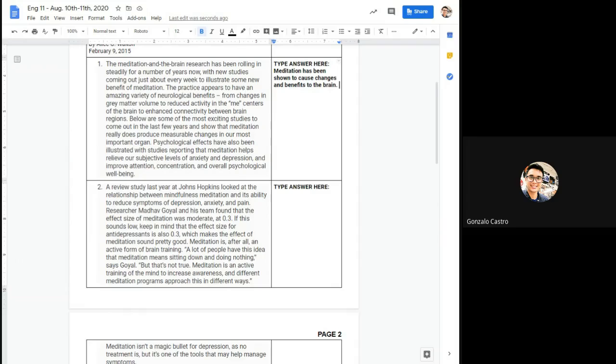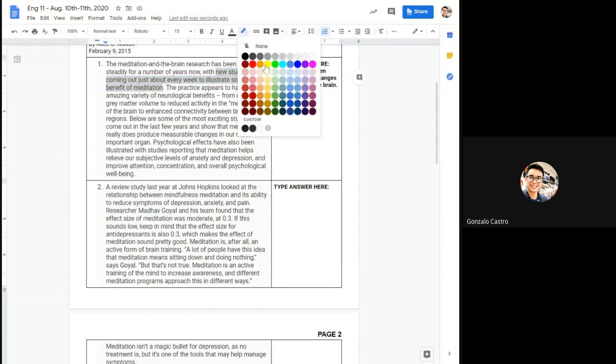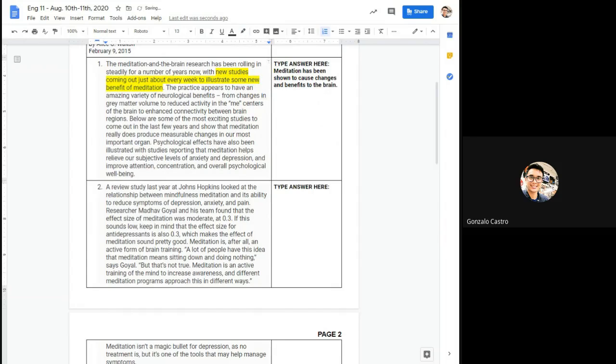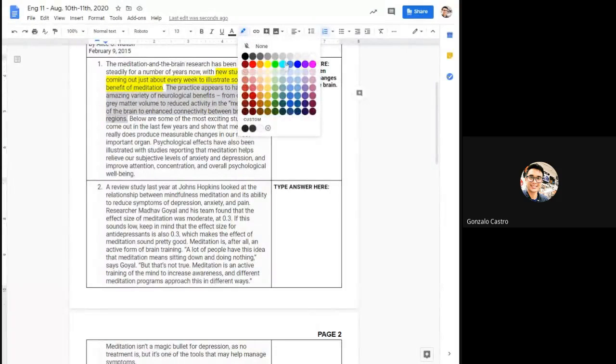So looking at paragraph 1, one key concept is that new studies are constantly coming out to show that meditation is beneficial. So I'm going to go ahead and highlight that. Another key detail is that meditation has neurological benefits, such as changes in the gray matter volume of the brain. So I'll go ahead and highlight that.